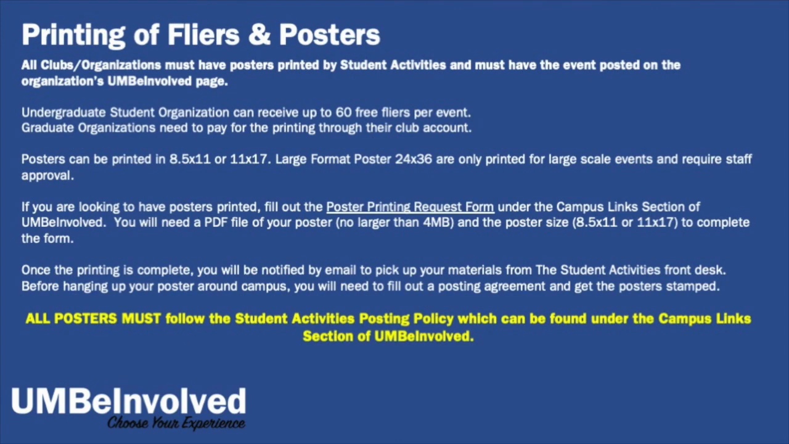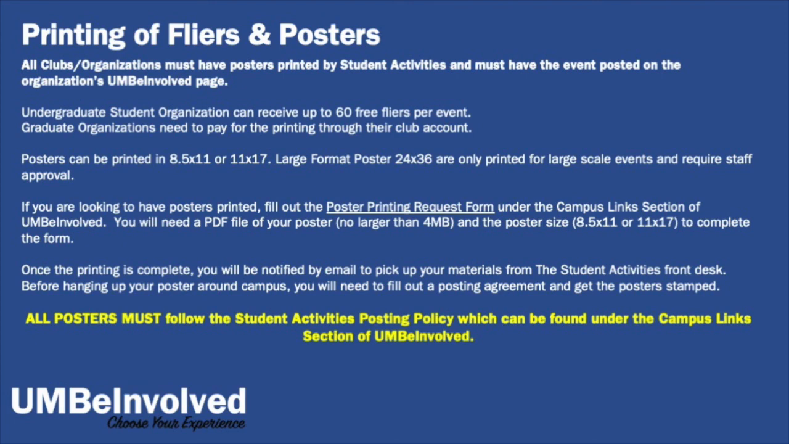Printing of flyers and posters. All clubs and organizations must have posters printed by Student Activities and must have the event posted on the organization's UMBeInvolved page. Undergraduate student organizations can receive up to 60 free flyers per event. Graduate organizations need to pay for the printing through their club account. Posters can be printed in 8.5 by 11 or 11 by 17 format.